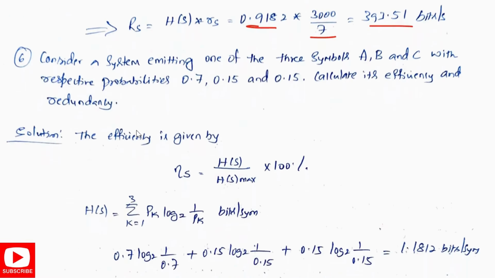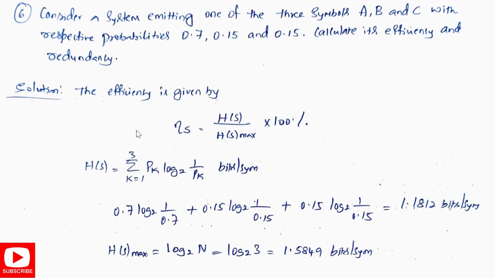Next question is, consider a system emitting one of the 3 symbols, that is A, B, C, with the respective probabilities 0.7, 0.15, 0.15. You need to calculate the efficiency and the redundancy. Efficiency, we know it is given by this formula. To find out this, we need the H of S. So find out the H of S using the entropy formula with all the 3 probabilities that they have given.